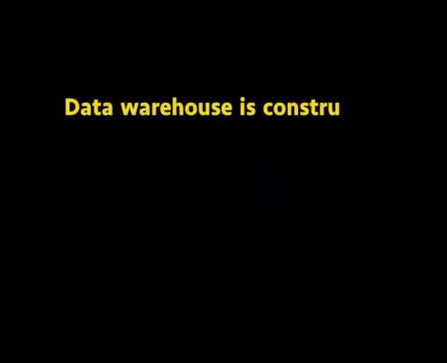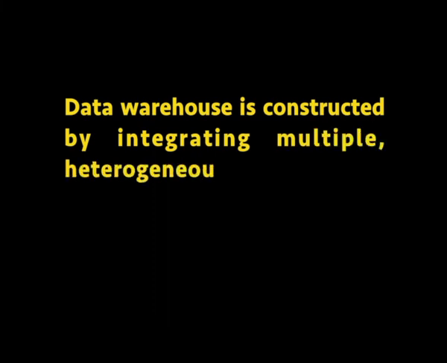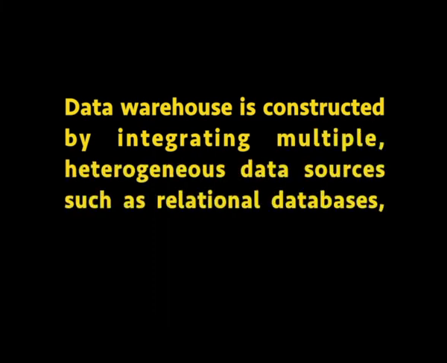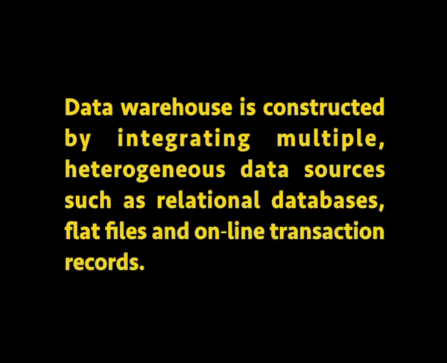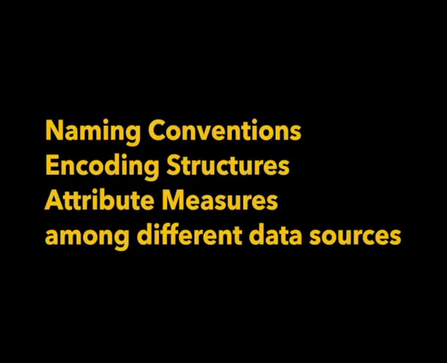Data warehouse is constructed by integrating multiple heterogeneous data sources such as relational databases, flat files and online transaction records. The data cleaning and data integration techniques are applied and they ensure consistency in naming conventions, encoding structures and attribute measures among different data sources. For example, room rent, tax, breakfast covered are integrated into the attribute measure hotel price. When data is moved to the data warehouse, it is converted into integrated attribute measure.